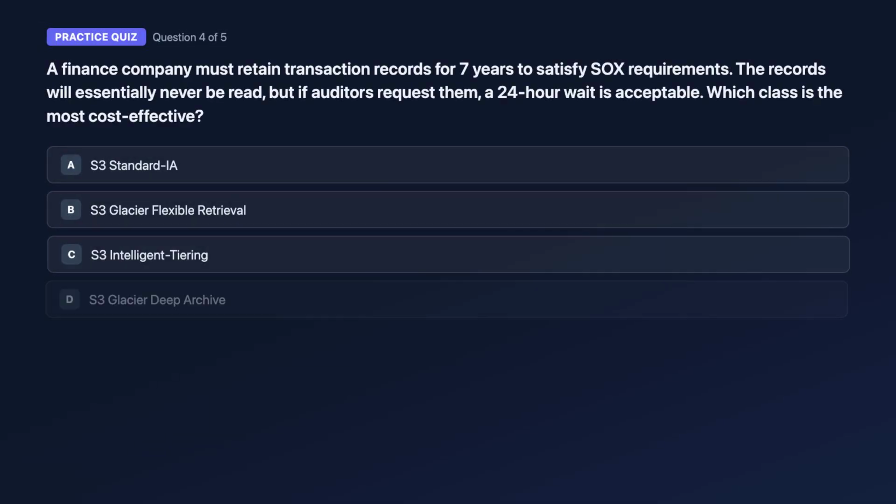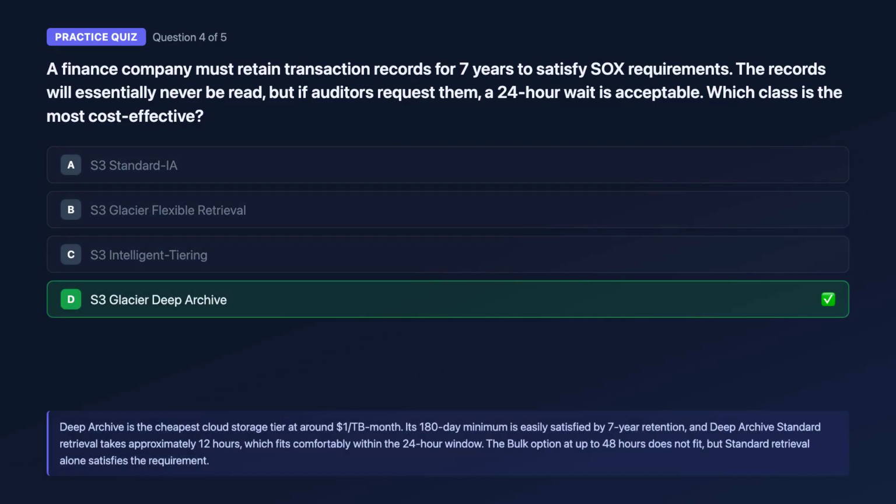Question 4. A finance company must retain transaction records for 7 years to satisfy Sarbanes-Oxley, or SOX, requirements. The records will essentially never be read, but if auditors request them, a 24-hour wait is acceptable. Which class is the most cost-effective? A. S3 Standard IA. B. S3 Glacier Flexible Retrieval. C. S3 Intelligent-Tiering. Or D. S3 Glacier Deep Archive. Run the decision rule from earlier before you answer.